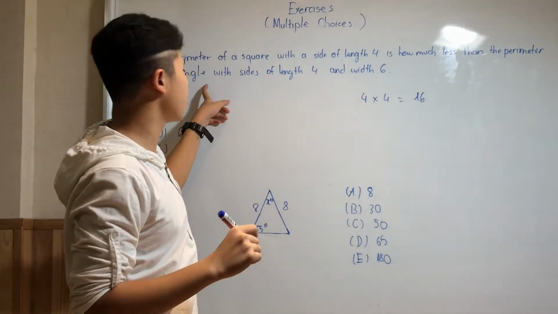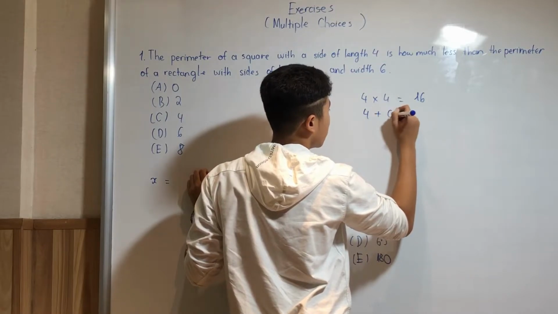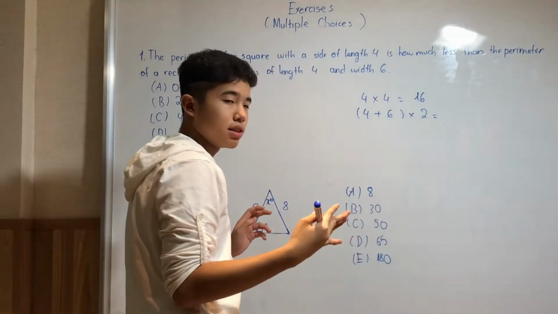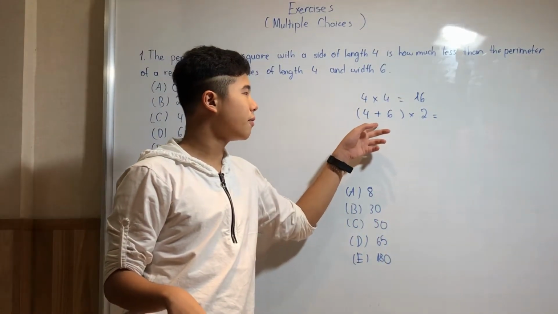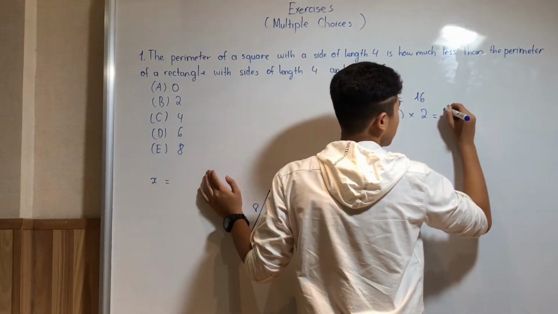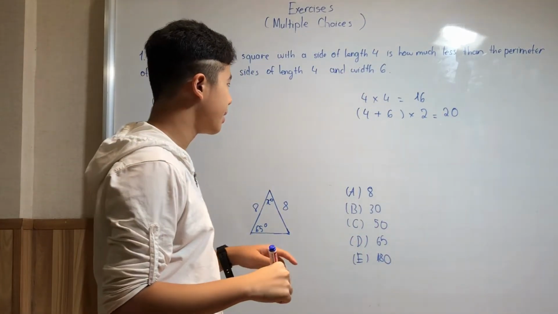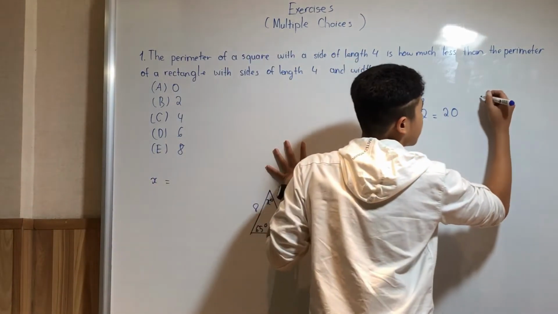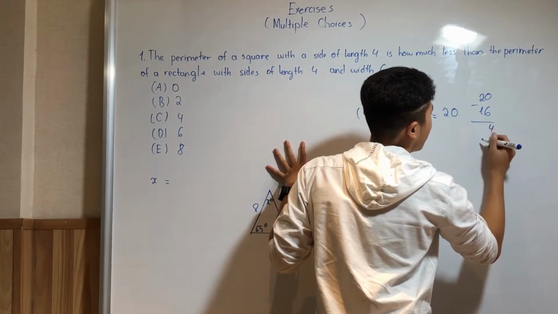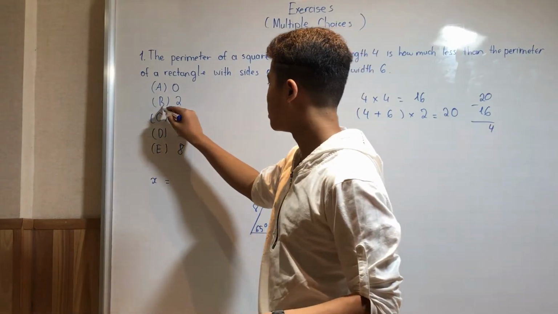And then to find the perimeter of the rectangle, we take the length plus the width, and then we multiply by 2 because there are 4 sides. Length plus width, 4 plus 6 is 10, 10 times 2 is 20. So the perimeter of this rectangle is 20. How much lesser? We take 20 minus 16. That's going to be 4. So the answer is 4. Our correct answer is C.